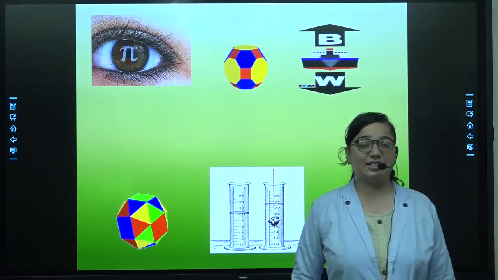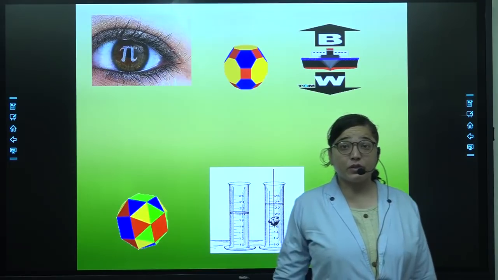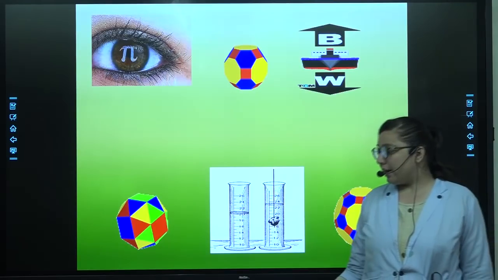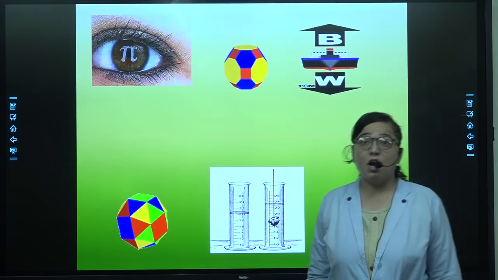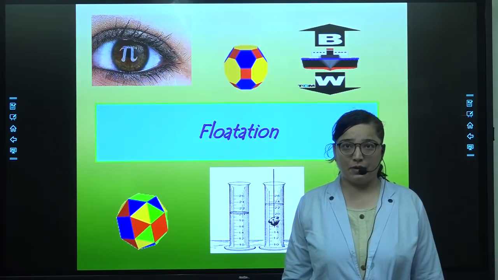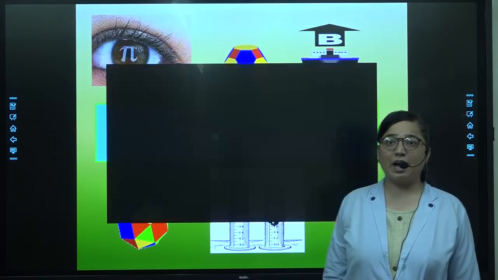We are doing this lesson, which is flotation. So, in our today's session, first we will study about the basic formulas.